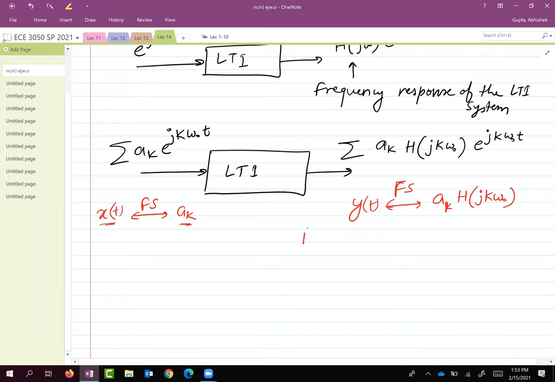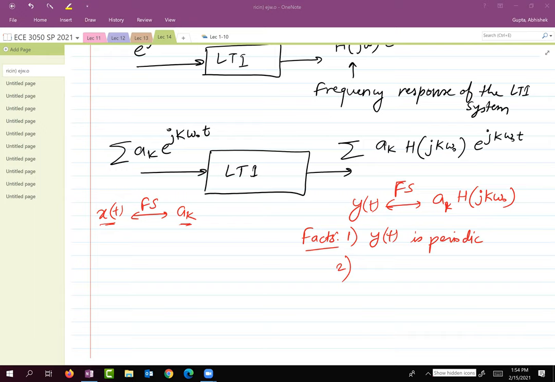So what are the things we notice? Facts, one, y(t) is periodic. So I input a periodic signal to an LTI system, I get an output which is also a periodic signal. And in fact, y(t) has the same fundamental period as x(t).